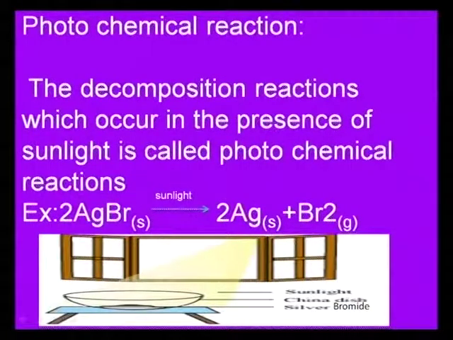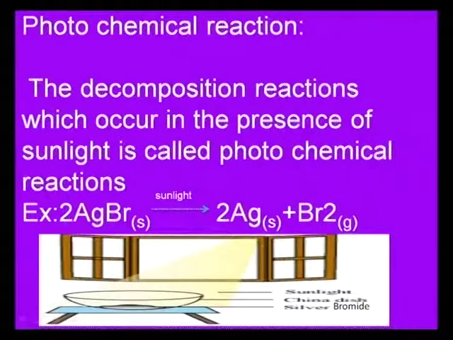And what is meant by photochemical reaction? The photochemical reaction is a decomposition reaction which occurs in the presence of sunlight. For understanding this photochemical reaction, first of all we have taken silver bromide in a watch glass and we have put this silver bromide in sunlight for some time. The actual color of silver bromide is yellow, but after putting it in sunlight for some time, the yellow color changes to grey color. This is called a photochemical reaction.